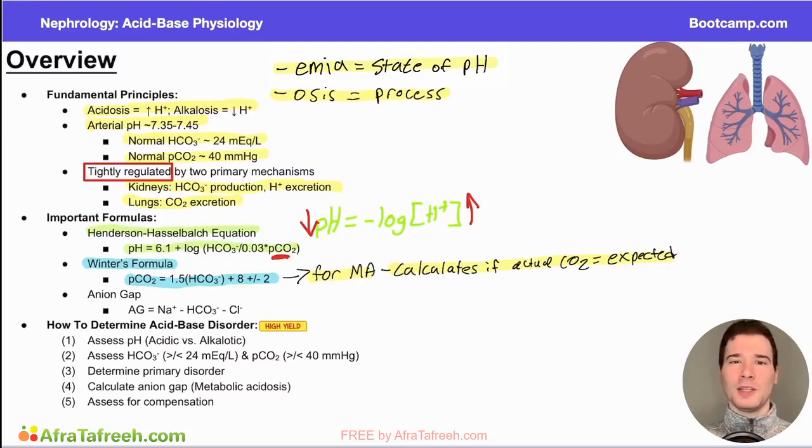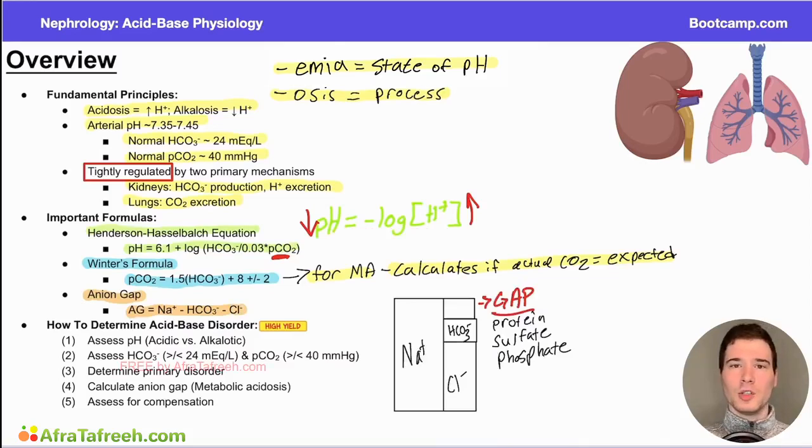And the final equation that you will need to know is that of the anion gap, which equals sodium minus bicarb minus chloride. And you might be saying, David, what is the anion gap? And that's a great question. So let's talk about it. So essentially, the anion gap is looking at the difference in unmeasured cations versus unmeasured anions.